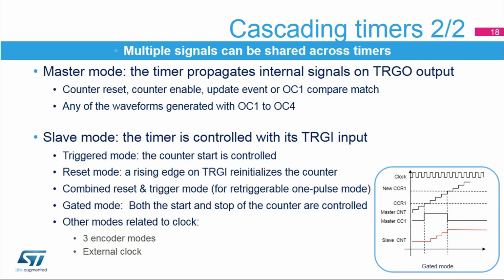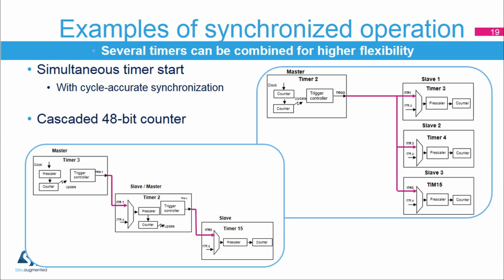In gated mode, shown in the figure, the counter is active only while the level on the input signal is high. This signal is either coming from an input or from another timer in waveform generation mode. In this case, synchronization pulses issued on reset, enabled, update, or compare match cannot be used. Lastly, the slave mode selection includes clock-related modes, such as quadrature encoder decoding or external clocking modes mentioned earlier in this presentation.